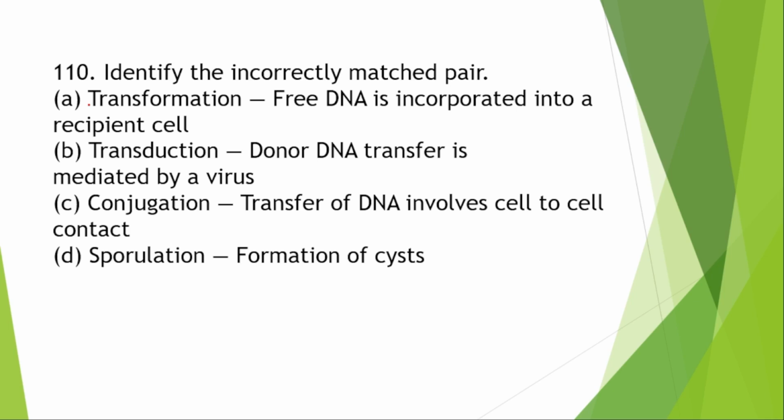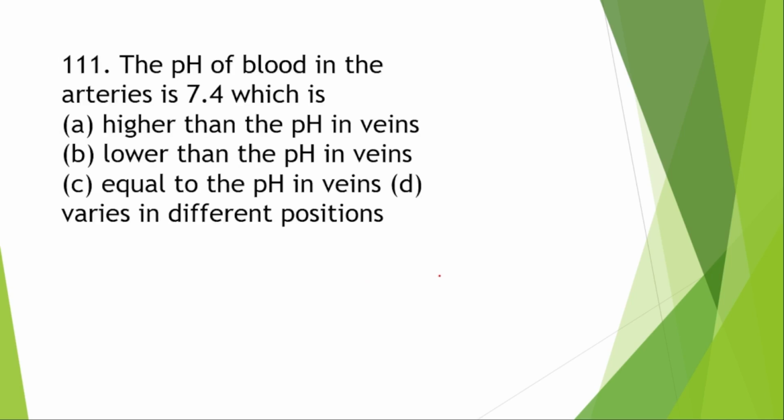110. Identify the incorrectly matched pair. A. Transformation: free DNA is incorporated into the recipient cell. Transduction: donor DNA transfer is mediated by a virus. Conjugation: transfer of DNA involves cell to cell contact. Sporulation: formation of cyst. So here the incorrect match is sporulation, formation of the cyst. Sporulation is the process of formation of endospores, not cysts. So this is the wrongly matched pair.